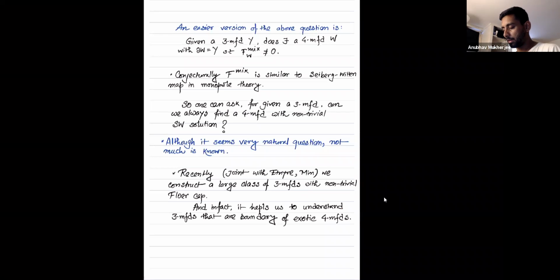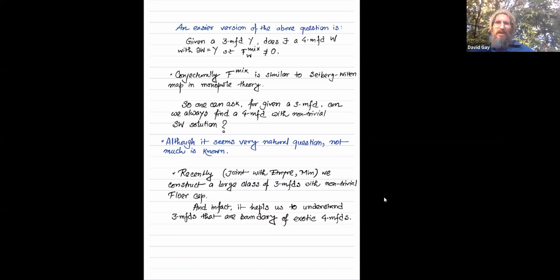And this cap is also helpful in understanding three-manifolds that are boundaries of exotic four-manifolds. Here, exotic means homeomorphic but not diffeomorphic, because on that four-manifold you can do various operations and try to see under those operations how this Floer map is changing. And maybe if you are lucky enough, you can find something where the homeomorphism type is fixed, but the image of the Floer map is changing, and thus one can say that you can produce exotic four-manifolds.